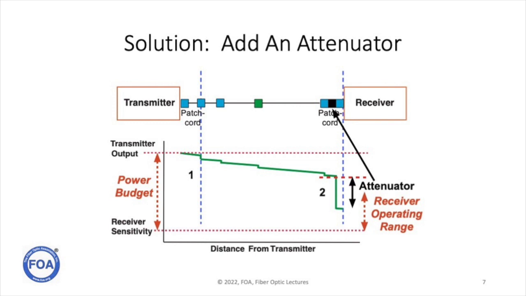There are various types of attenuators. Some are mating adapters, so they can go between the last connection on the cable plant and the patch cord to the receiver. Some of them plug into the input of the receiver, and some are actually in the patch cord itself. So there's at least 3 different types of attenuators that can work on a fiber optic data link.